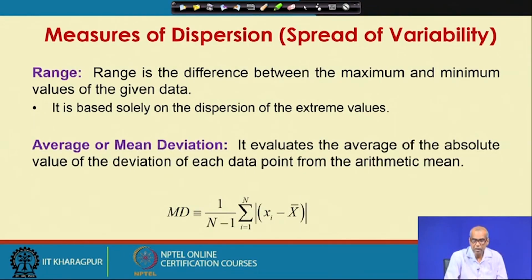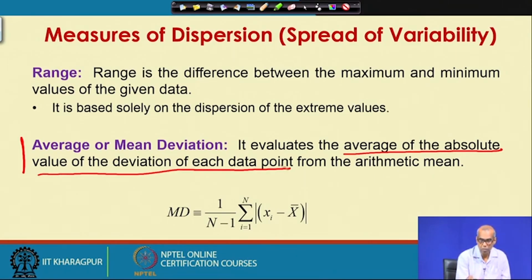Average or mean deviation. This is a better estimate of the measure of dispersion or spread of variability. Average or mean deviation evaluates the average of the absolute value of the deviation of each data point from the arithmetic mean.